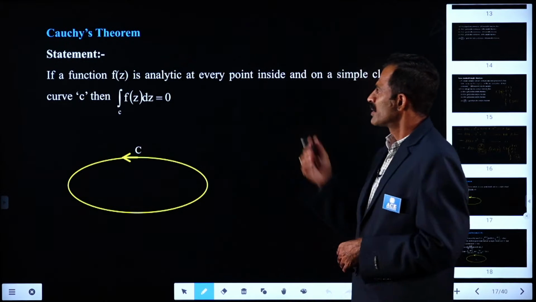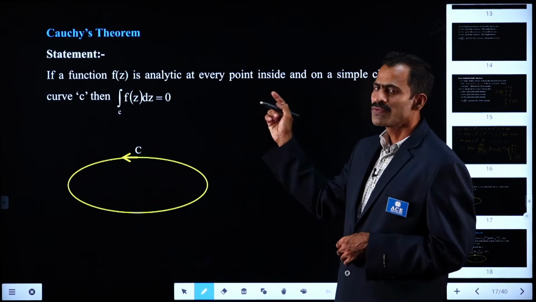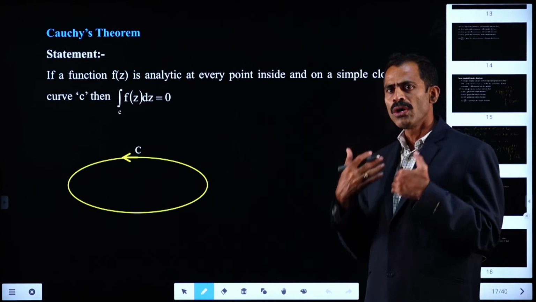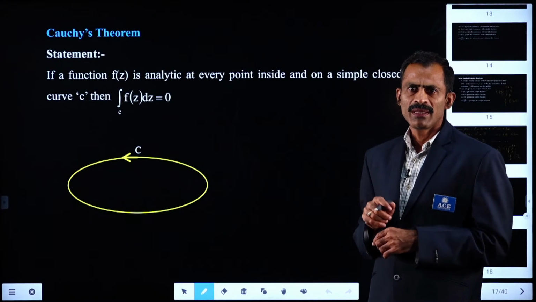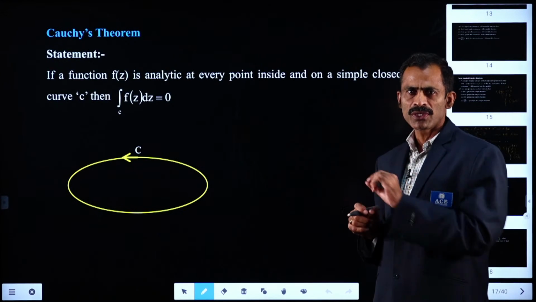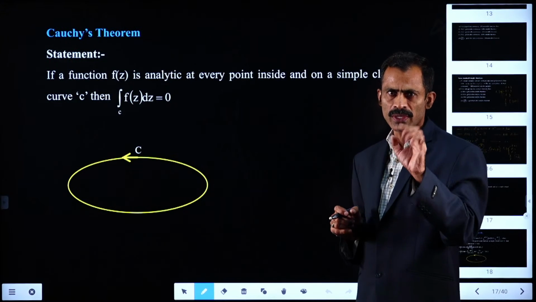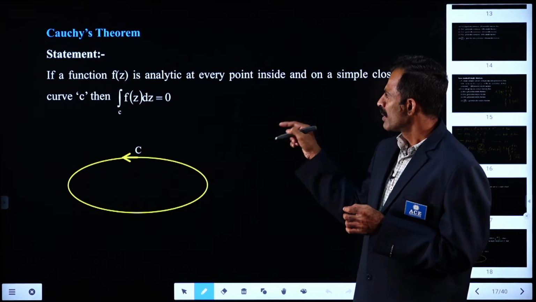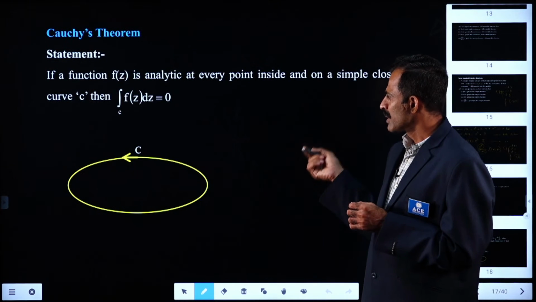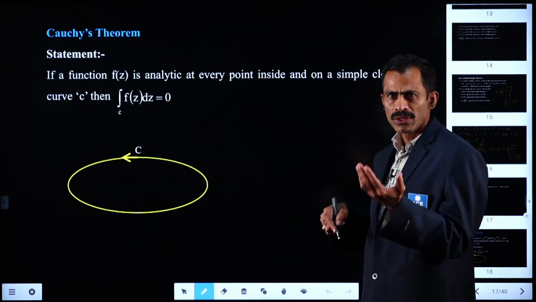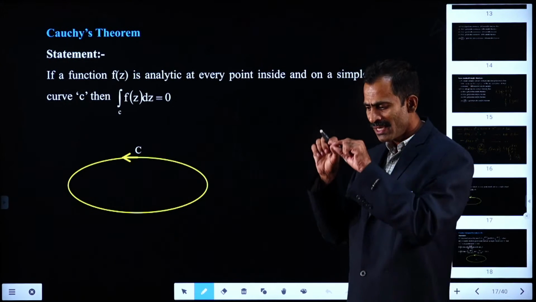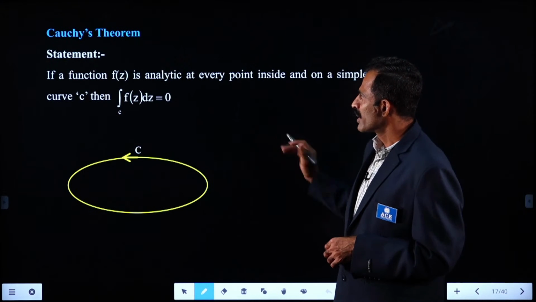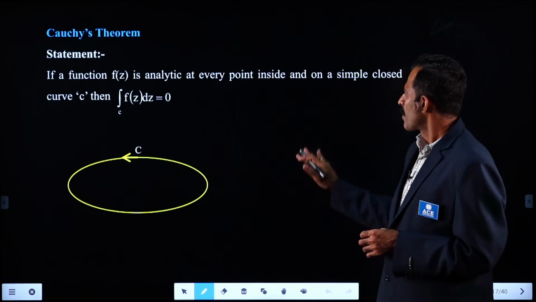The name of the theorem is Cauchy's theorem. The statement is, if a function f of z is analytic at every point inside and on a simple closure curve C, then integral of the complex function along the closure curve is always 0 only. If you are given the complex function and that function is analytic at every point inside and on the closure curve C, then the integral of that function along the closure curve is always 0 only. So this is the first theorem, Cauchy's theorem, right?